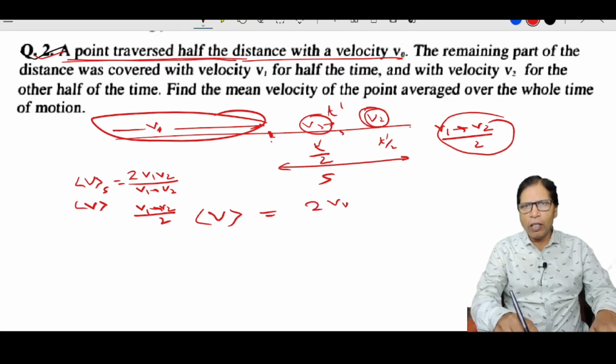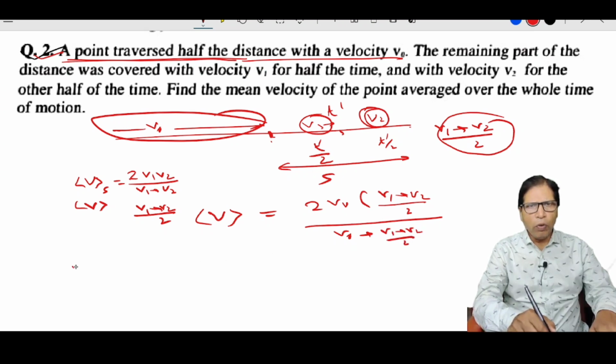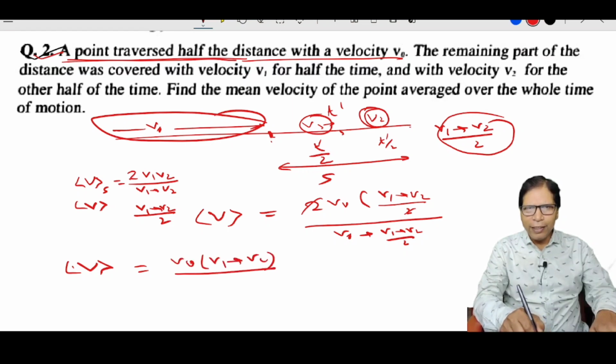So this is 2 v0 into (v1 plus v2) by 2, divided by v0 plus (v1 plus v2) by 2. Here the 2s cancel out. Therefore the average velocity is v0 into (v1 plus v2), divided by 2 v0 plus v1 plus v2. Okay, this is the answer.